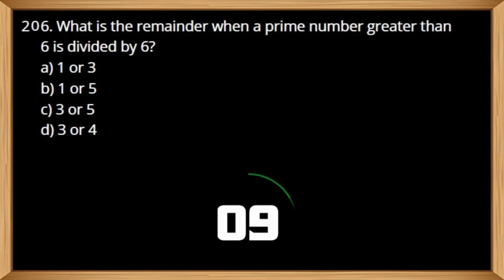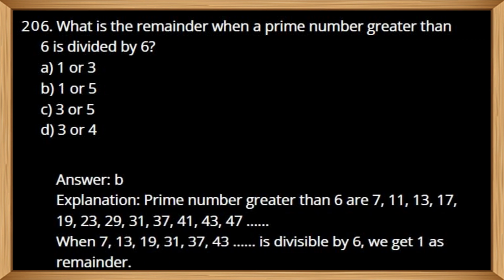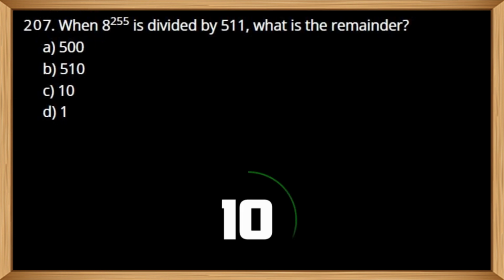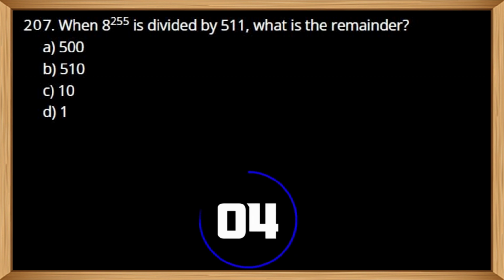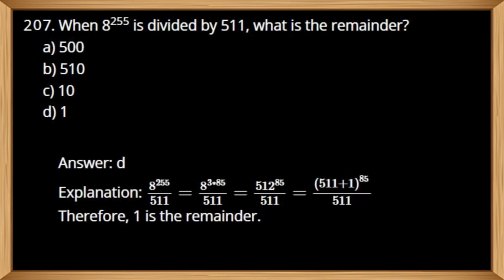What is the remainder when a prime number greater than 6 is divided by 6? Option B, 1 or 5. When 8 power 255 is divided by 511, what is the remainder? Option D, 1.